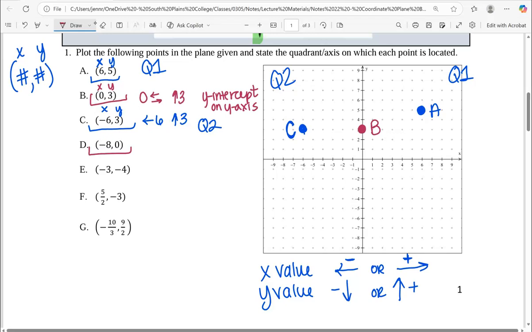D has negative 8 for my x value. So that's going to take me to the left 8 places. It has 0 for the y value. So I have 0 up or down. Once I move to the left, I will be done. So if I move to the left 8 places, I find negative 8 on that x-axis. But I should move 0 up and down. That means once I move to the left, I stopped for point D.